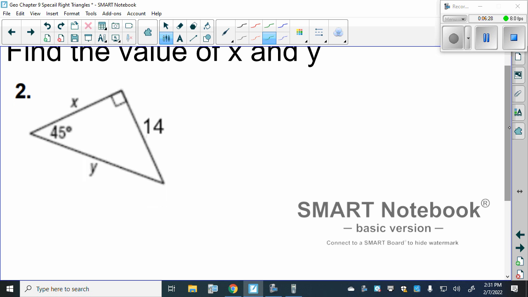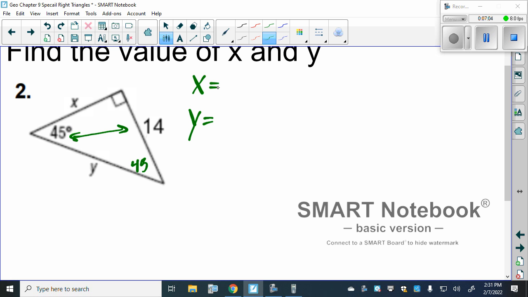So what kind of triangle do we have here? 45, 45, 90. Even though we weren't given the other angle, we were given only two. Well, if one of the angles is 90 and the other is 45, the third one has to be 45 for these three angles to add up to be 180. Now, what side lengths were we given? 14, which is opposite the 45 degrees.